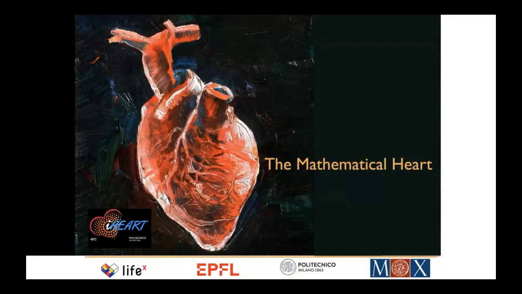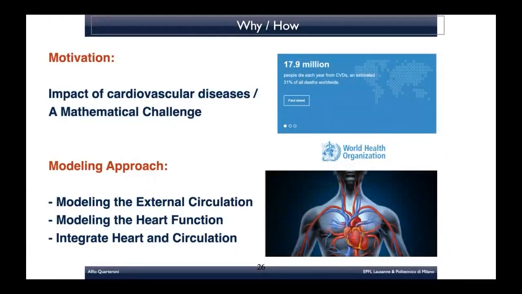This is another example. I give you two examples, which have a completely different type of flavor, right? This comes from medicine. And the idea, or if you want, the dream is to end up with a mathematical model of the human heart. This is a very ambitious project. So what is the basic motivation? The basic motivation is the one that you see here.